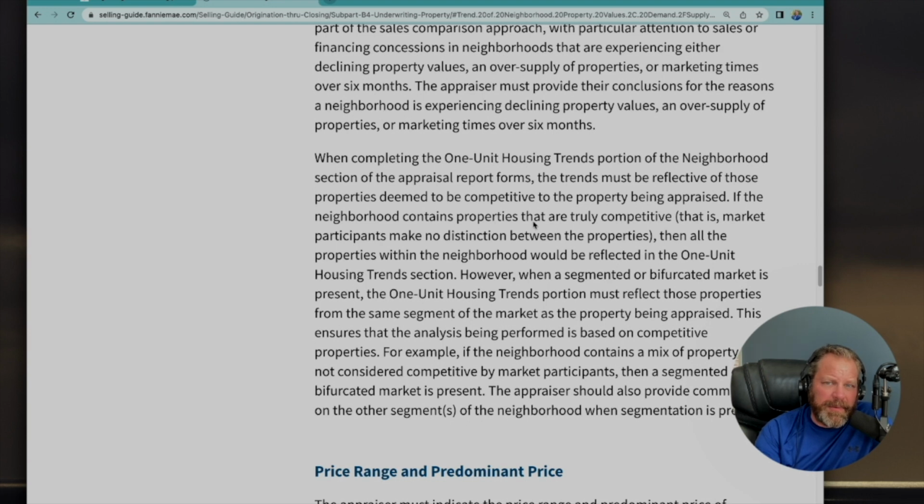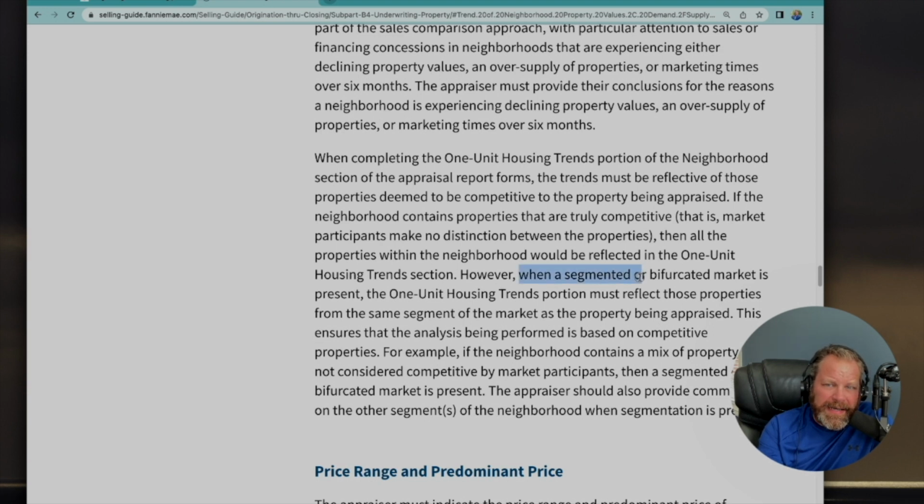If the neighborhood contains properties that are truly competitive, that is, market participants make no distinction between the property, then all the properties within the neighborhood would be reflected in the one unit housing trend section. So again, in that situation, you're saying every house in this neighborhood competes for the same buyer as every other house in this neighborhood. I think that rarely it can happen. I believe it certainly does happen, but I think that's the rarity. I think typically you have segments within the neighborhood that are in a competitive state, but other segments that aren't.